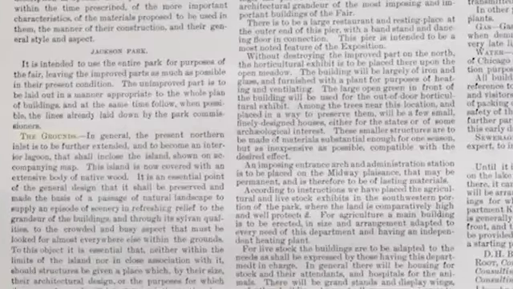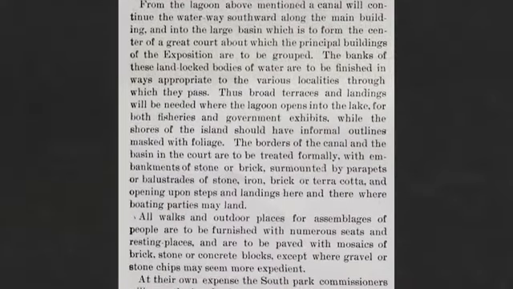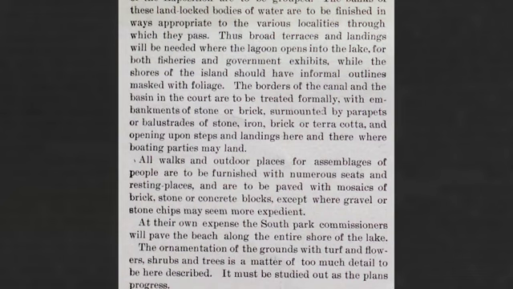The following section, labeled The Grounds, discusses the shaping, building, and beautification of various water areas within this event. Take note of the materials being mentioned. It reads as follows: "The borders of the canal and the basin in the court are to be treated formally with embankments of stone or brick, surmounted by parapets or balustrades of stone, iron, brick, or terracotta, and opening upon steps and landings here and there where boating parties may land."